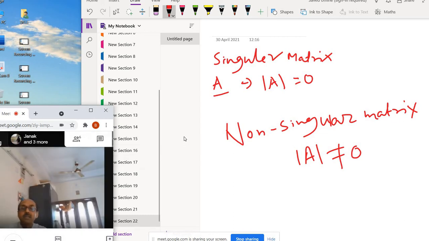So what is a singular matrix? A matrix is said to be singular if the determinant of that matrix is equal to 0. That means you have to find its determinant value. For a 2 into 2 matrix, you know, it is the product of the diagonal elements. If the determinant is 0, it is singular. And if the determinant value is not equal to 0, then it is a non-singular matrix. That means in both cases you have to find the determinant value. So there are singular and non-singular matrices.